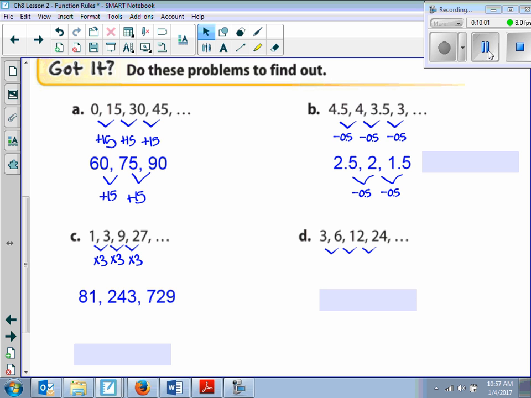All right. And finally, what am I going to do from 3 to 6, 6 to 12, and 12 to 24? Times 2. Piece of cake so far, right? Yeah. So times 2. Every time we're multiplying times 2. So how do I get from 24 to the next one? Which gives me 48. And then 48 times 2 gives me 96. And then 96 times 2 gives me 192.